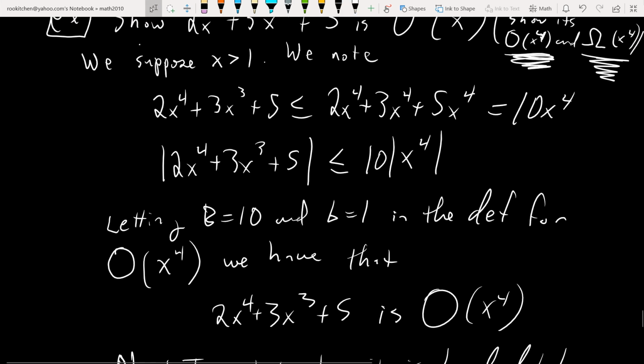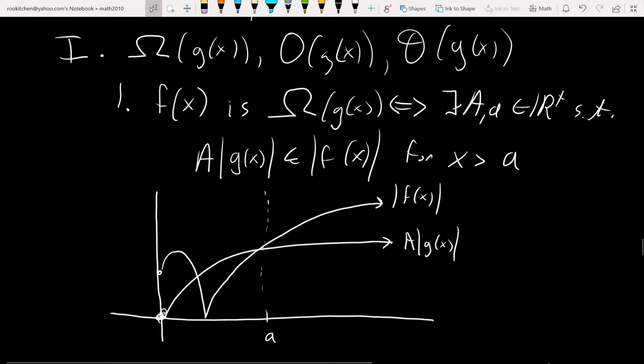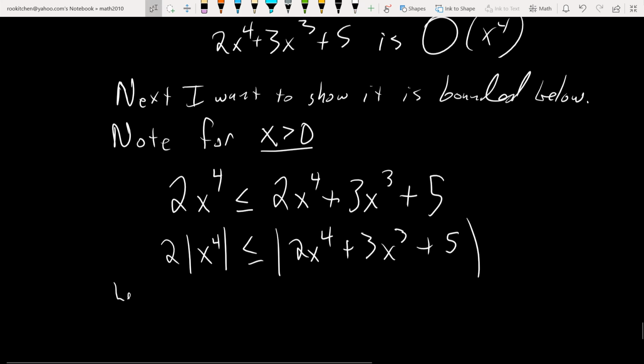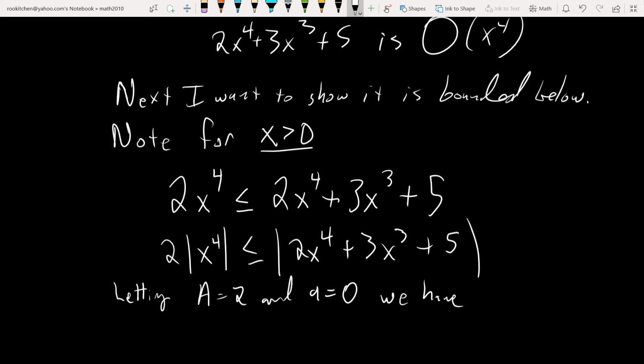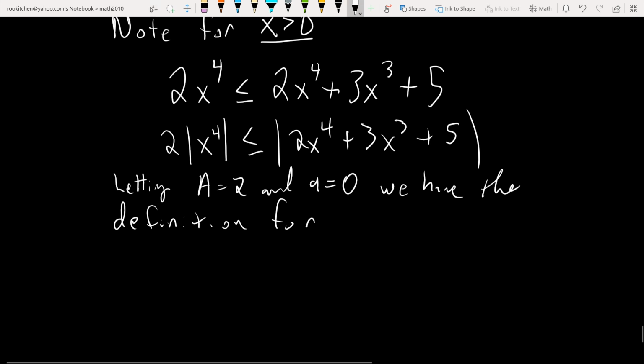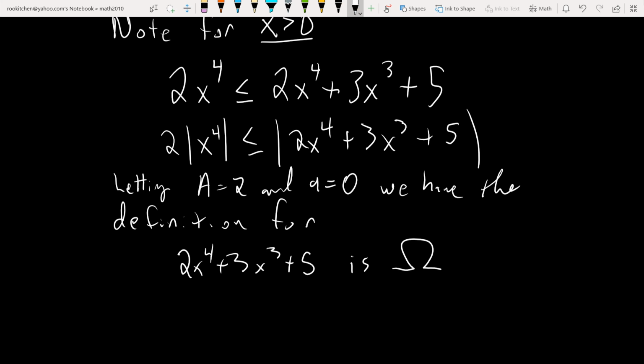And now what we've done is fulfilled the definition for big omega, right? So we've shown that it's bounded below, where our a value, big A this time, is the 2, the leading coefficient of the polynomial, and the little a this time is 0. So what we're going to say then is, letting big A equal 2 and little a equal 0, we have fulfilled the definition for the polynomial being big O of x to the fourth. So 2x to the fourth plus 3x cubed plus 5 is big omega of x to the fourth.